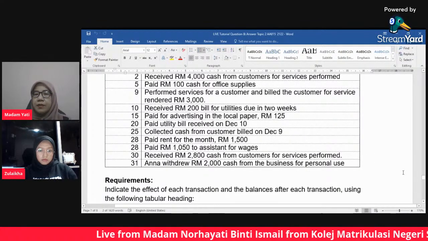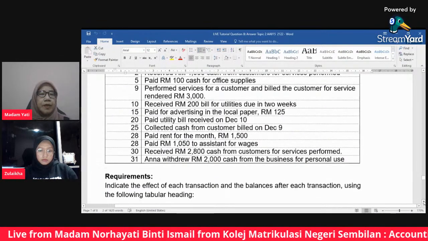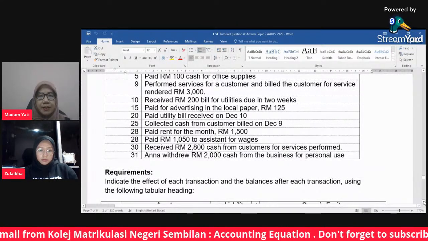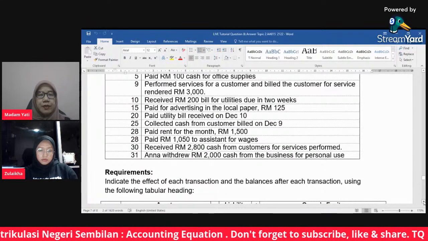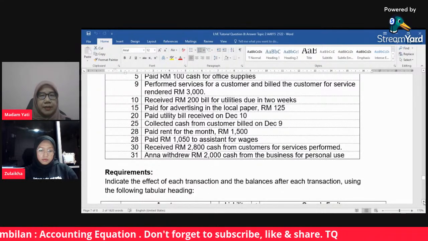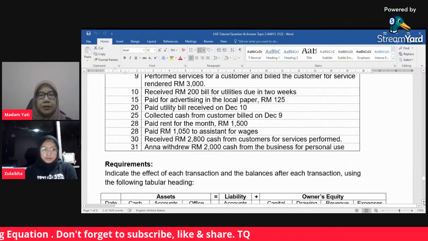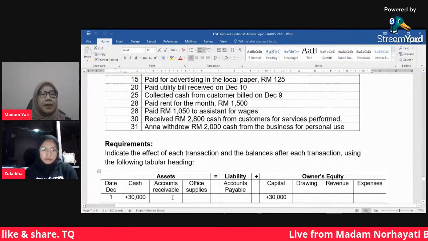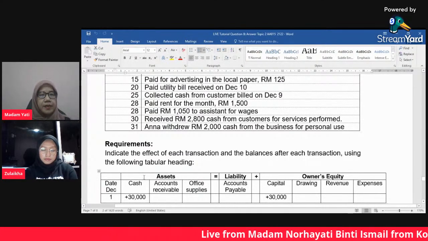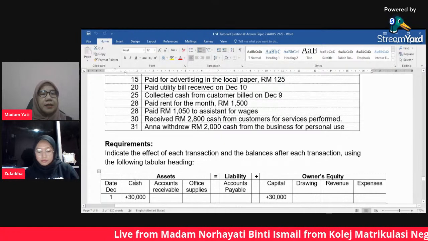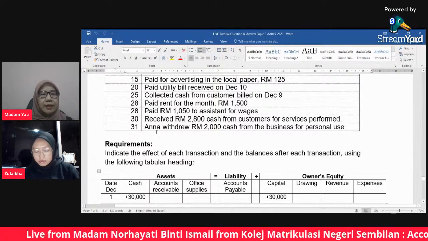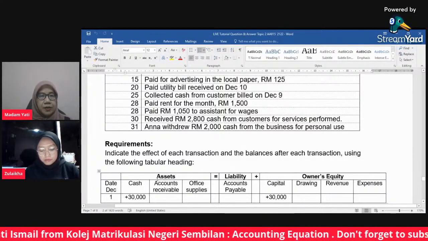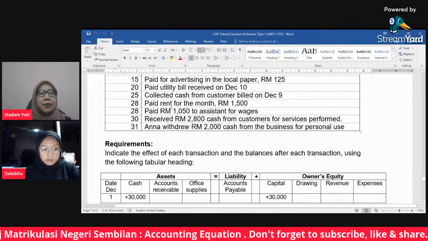So in the question, indicate the effect of each transaction and the balances after each transaction using the following tabular heading. So it has given a tabular, tabular means the table. So how is this table given? Okay, this table is based on the transaction. That means there are details about cash. So much cash is used, so we have to open a cash column. Account receivable is also in the transaction.